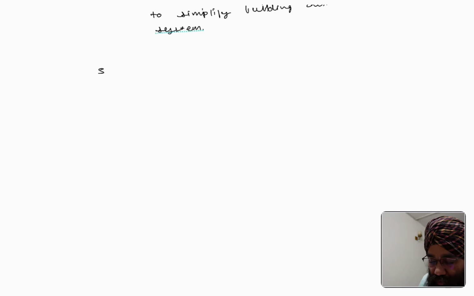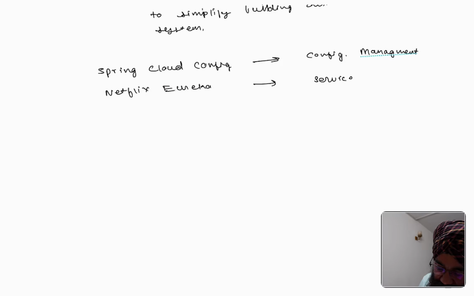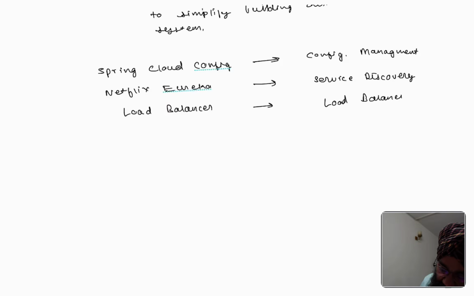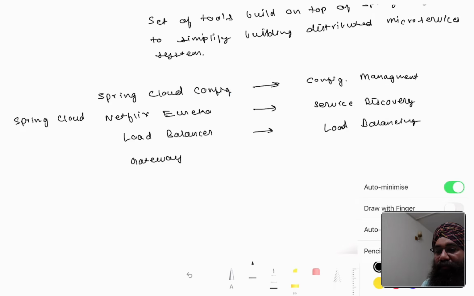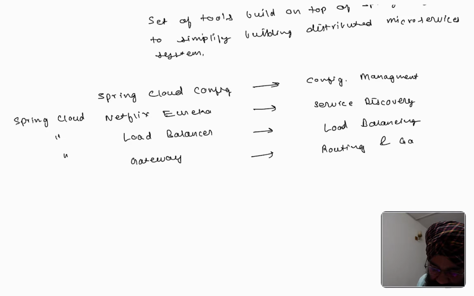For example, it provides us with Spring Cloud Config, which helps us simplify configuration. Similarly, it provides us with Netflix Eureka, which helps us with service discovery. It provides us with load balancing. It also provides Spring Cloud Gateway, which helps us with routing, and it provides us with the Resilience4J library.